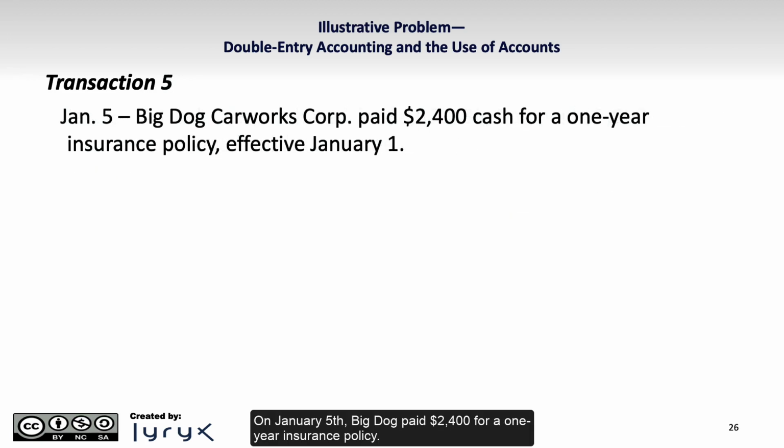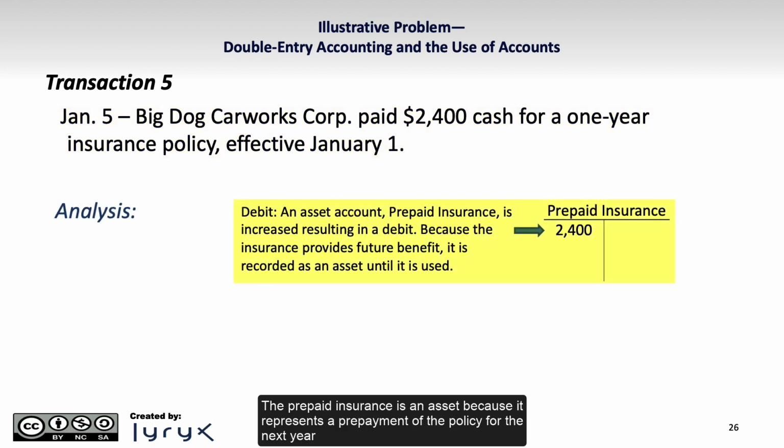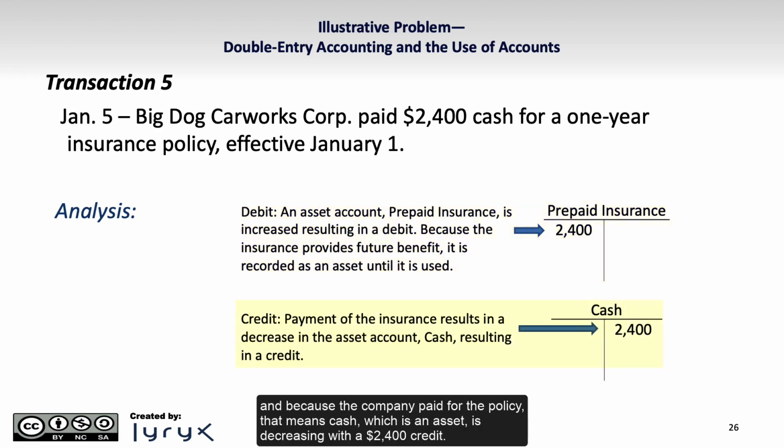On January 5th, Big Dog paid $2,400 for a one-year insurance policy. The prepaid insurance is an asset because it represents a prepayment of the policy for the next year, and thus is an asset that is increasing by $2,400 with a debit to the left side of the account. Because the company paid for the policy, cash, which is an asset, is decreasing with a $2,400 credit.